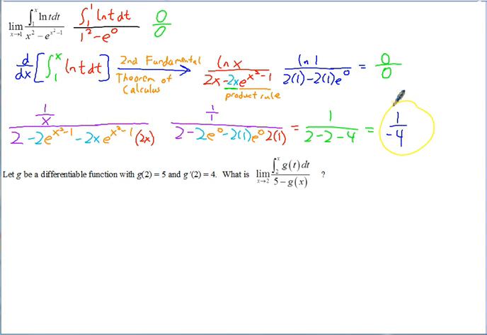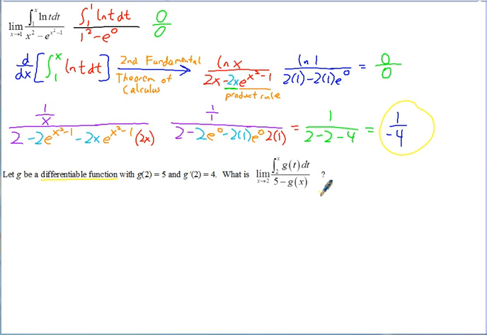Now let's look at another one of these. It's written a little bit differently. It's more of a general form here. It says let g be a differentiable function. If it's differentiable, that automatically also means it's continuous. It can't be differentiable unless it's first continuous. g of 2 is 5 and g prime of 2 is 4. What's the limit as x approaches 2 of the integral from 2 to x of g of t dt divided by 5 minus g of x?